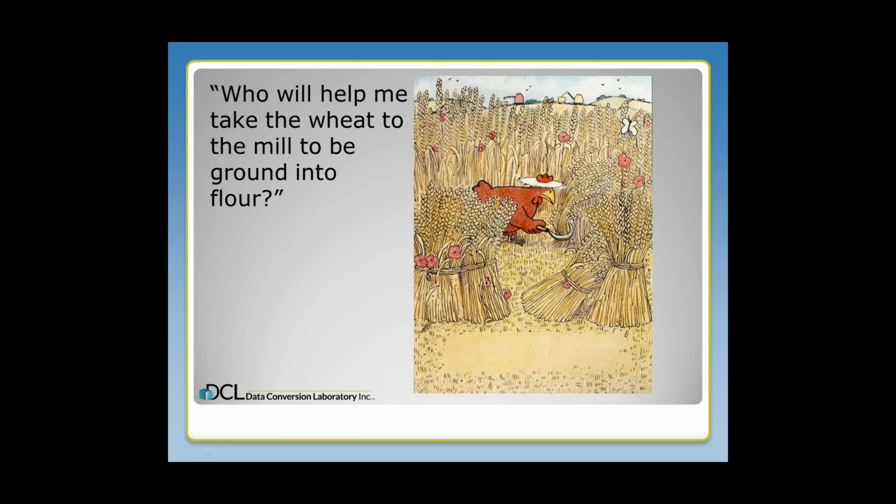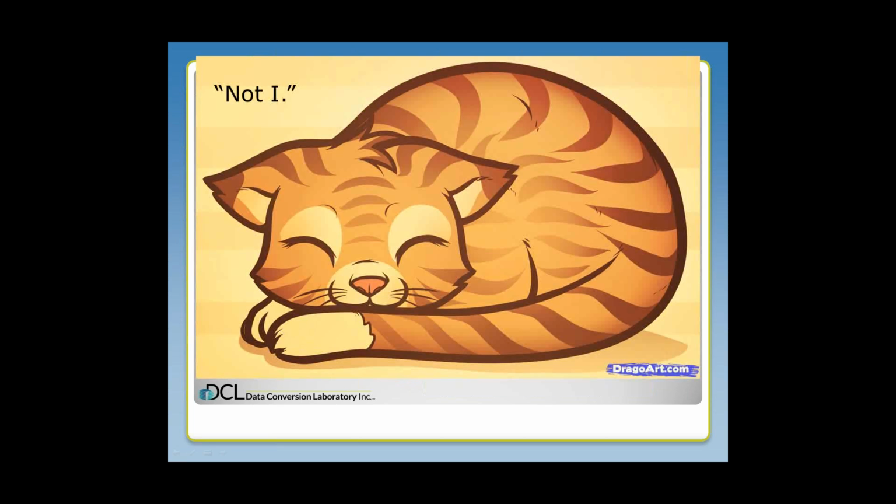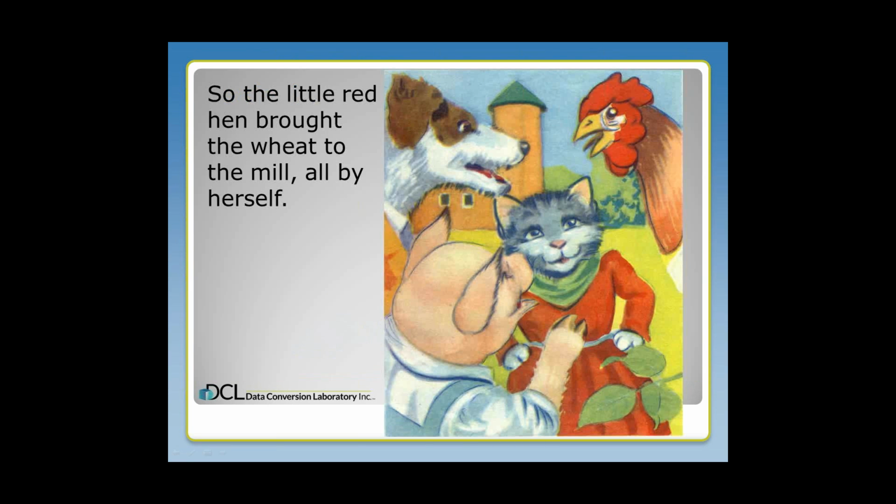When all the seeds had grown into wheat and had been cut, the little red hen asked her friends, "Who will take the wheat to the mill to be ground?" "Not I," barked the lazy dog. "Not I," purred the sleepy cat. "Not I," quacked the noisy duck. "Then I'll do it myself," said the little red hen, and she brought the wheat to the mill all by herself.